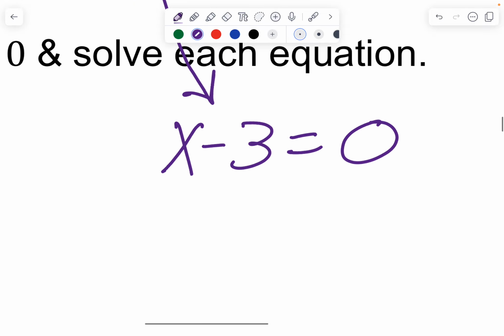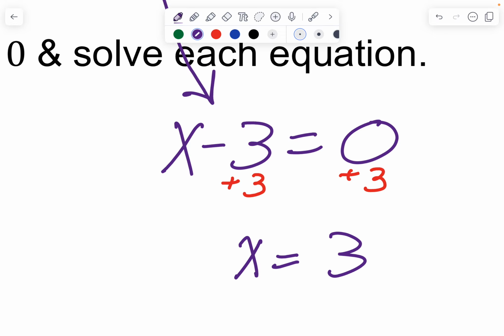Do the same thing for this one. To undo subtraction is addition, so we would add 3 to both sides, getting an answer of x equals 3.